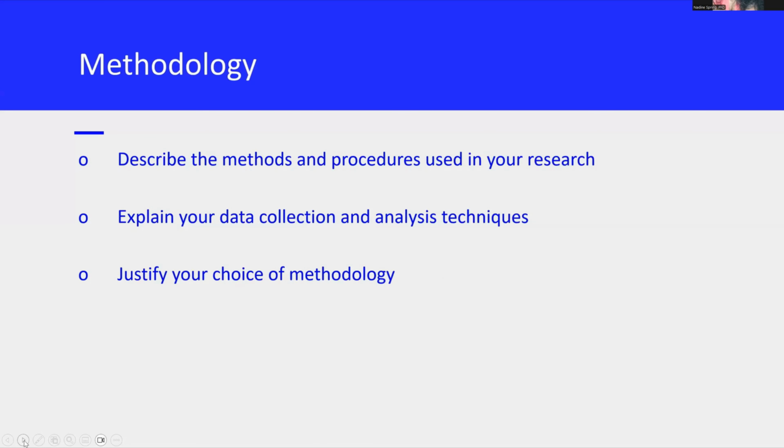In the methodology section, you'll describe the methods and procedures you used to conduct your research. You'll start by outlining the specific techniques and approaches you employed to gather and analyze data. Explain your data collection methods, such as surveys, interviews, experiments, or secondary data sources. Here, you'll detail how you collected and processed this data to ensure accuracy and reliability.